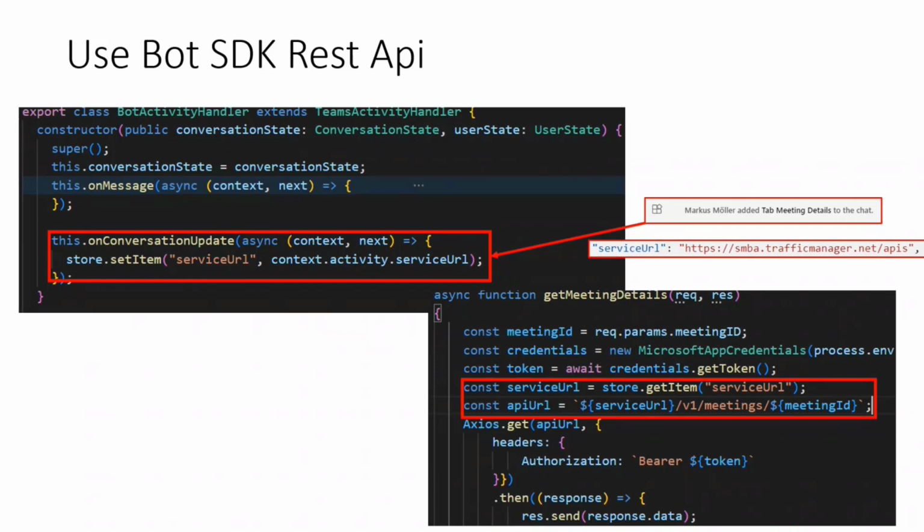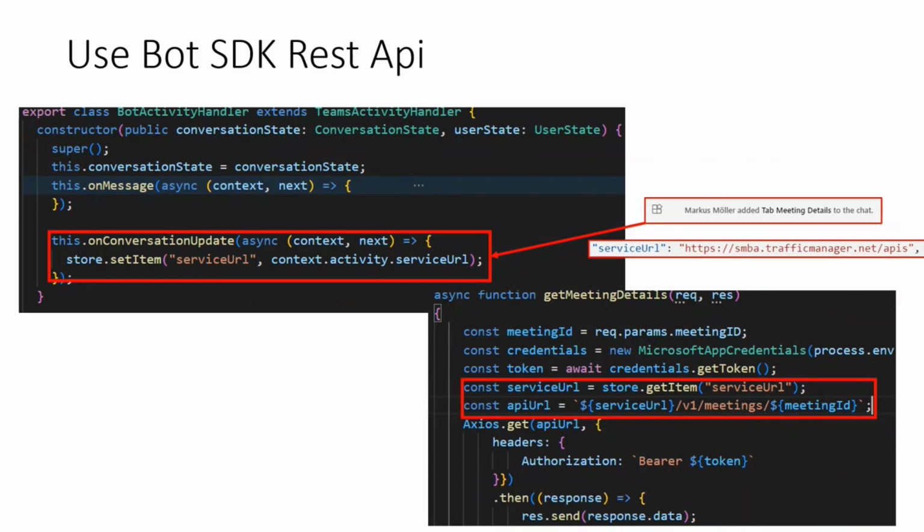And the only thing that I need here are some Microsoft app credentials. This is a bit cut off here, but what I'm using here is simply the application ID and the application secret from my bot. This is how the initial page, the static tab page, gets loaded.